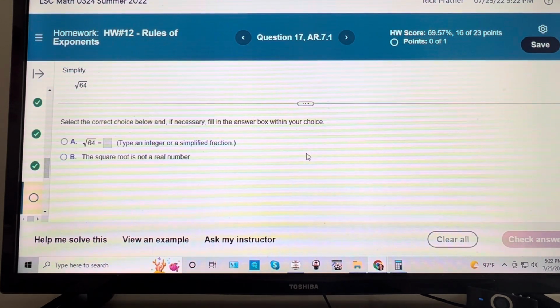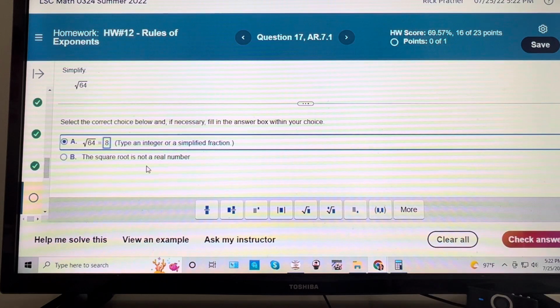Okay, we seem to be switching gears now, but I think I know where they're going with this. In a square root, you try to see if it comes out exactly. A square root literally means, is there something times itself that equals that? Because 8 times 8 is 64, that's why the square root of 64 is just 8.